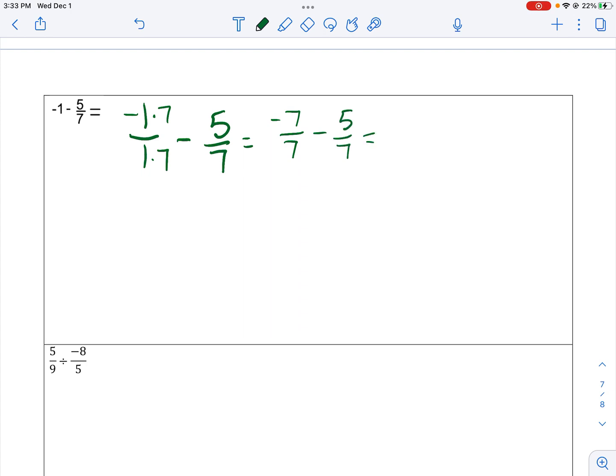This is where it gets tricky. Negative 7 over 7 minus 5 over 7. Again, I have common denominators now, so that number will stay the same in the denominator. But in the top, I have a negative 7 minus 5. The negative numbers get tricky. You can use your calculator in this class. You can use it for anything. So here I have negative 7 minus 5, which is negative 12 over 7. I leave it improper, and that is completely reduced.